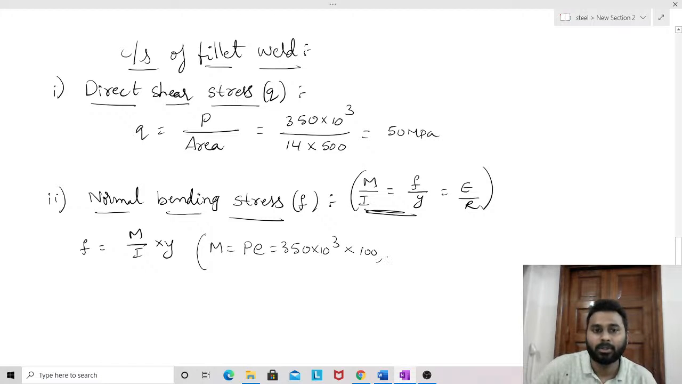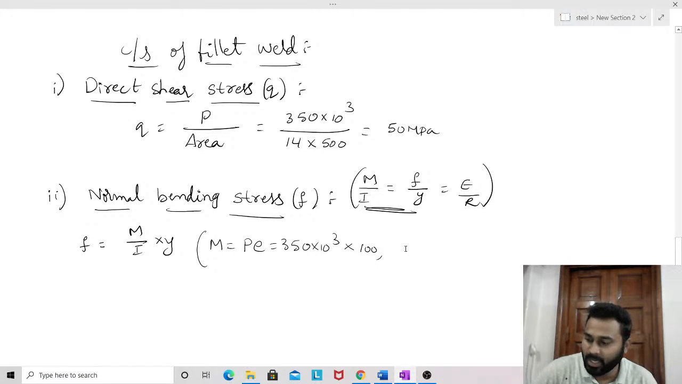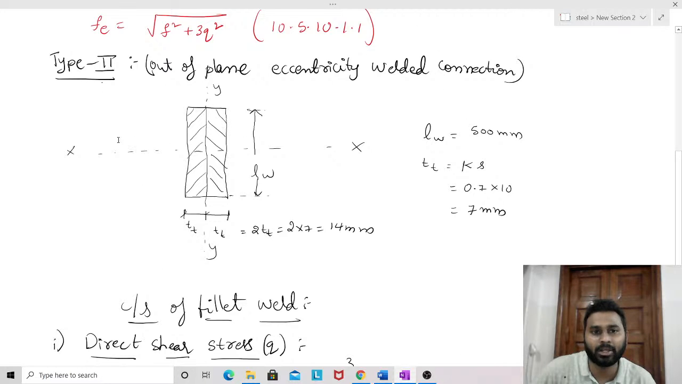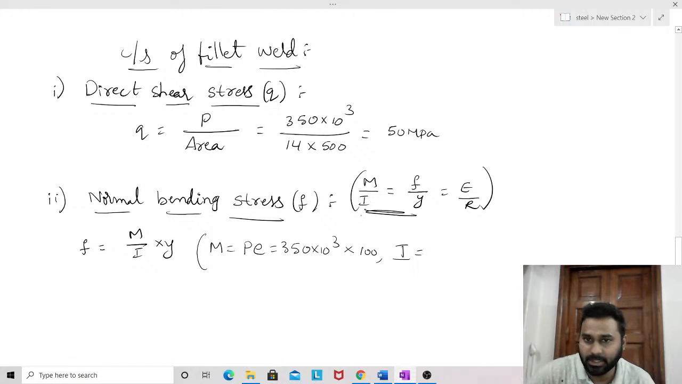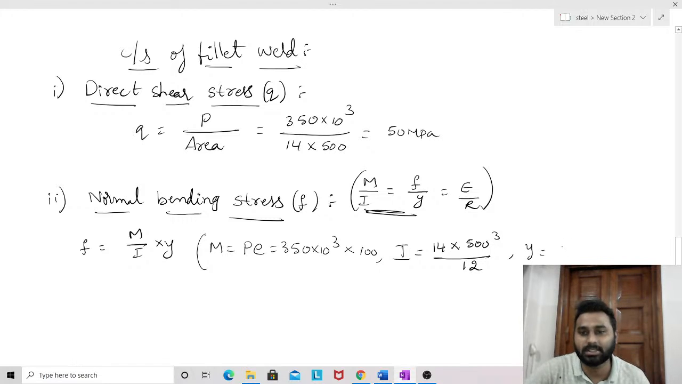Clear? Now, moment of inertia I. So here bending will occur along the x-axis. Simply write I, but strictly speaking, it is I-xx. So moment of inertia along the bending axis, that is along this x-axis, is nothing but BD cube by 12. Here B is 14 and D is the length of the weld, 500 mm. So moment of inertia is 14 into 500 whole cube upon 12, and Y, the distance of the extreme fiber from neutral axis, is 250 mm.